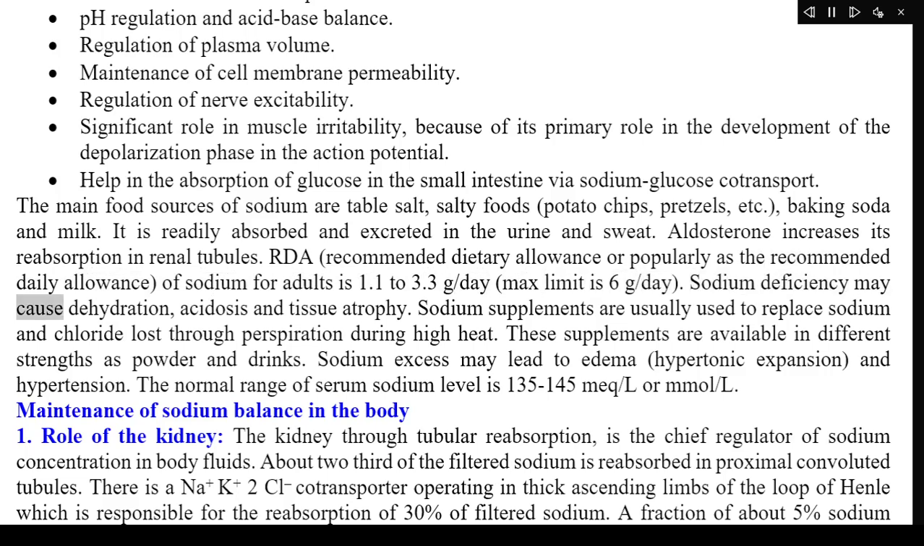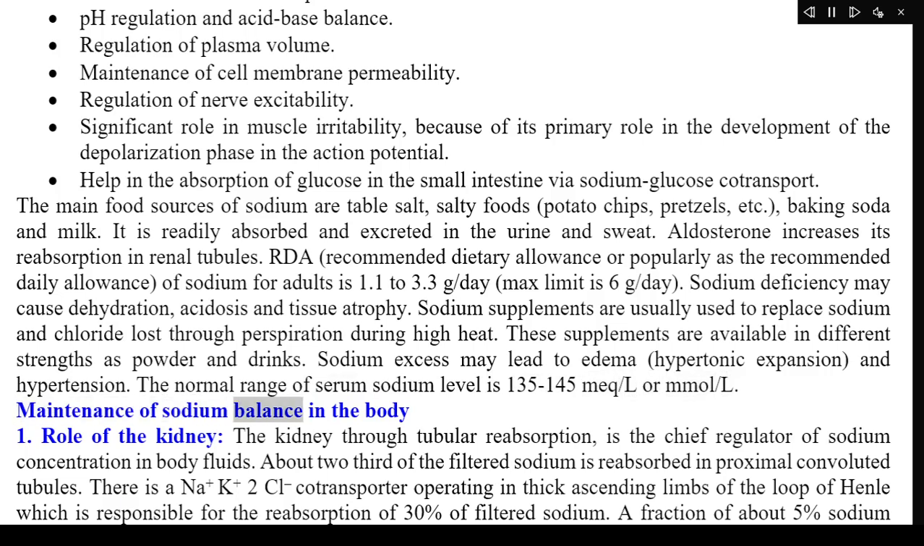Sodium deficiency may cause dehydration, acidosis, and tissue atrophy. Sodium supplements are usually used to replace sodium and chloride lost through perspiration during high heat. These supplements are available in different strengths as powder and drinks. Sodium excess may lead to edema, hypertonic expansion, and hypertension. The normal range of serum sodium level is 135 to 145 milliequivalent/L or mmol/L.